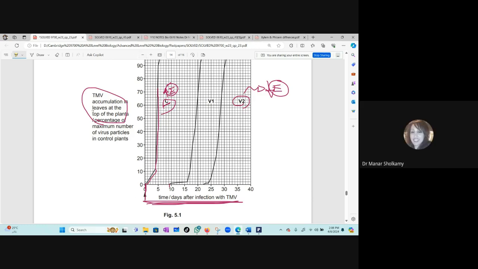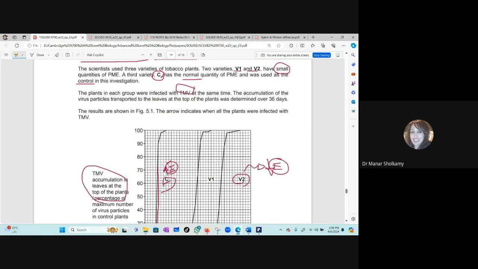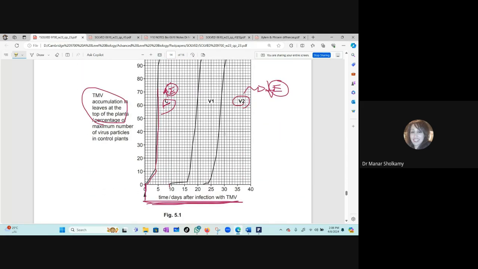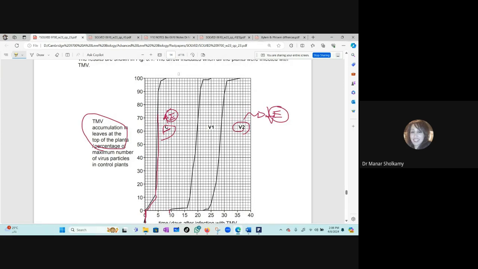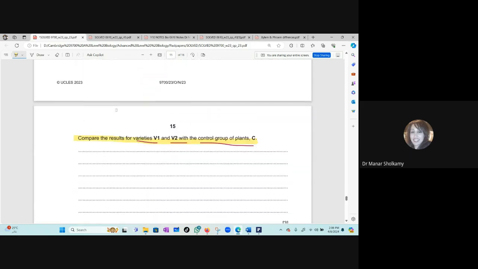Okay, yes, and you can say that V2 started to show an increase after 22 days, and V1 started to show an increase after 7 to 9 days. You will simply compare and give numbers. And the control took the least time, and all of them showed a steep increase, and all of them started to plateau after a certain accumulation. Okay, so you will simply compare.